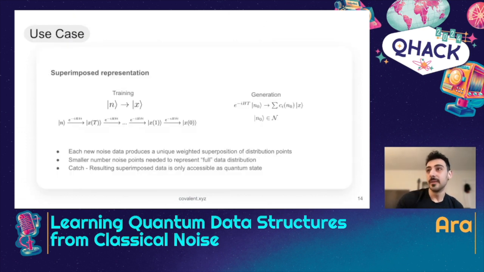Okay, and a little bit more math. This is just our training process. To reiterate, what I get back when I put in a noise point is a weighted superposition of the difficult points that I sampled, which lets me recover some representation of that difficult distribution simply by putting in one point of noise. The one catch here is that the output data is only accessible as a quantum state, and tied to that are all the difficulties that come with it.